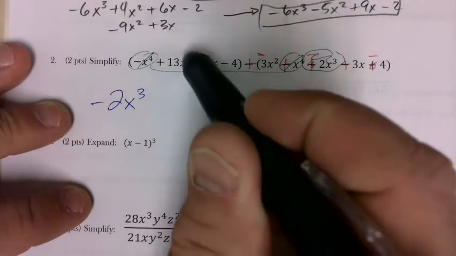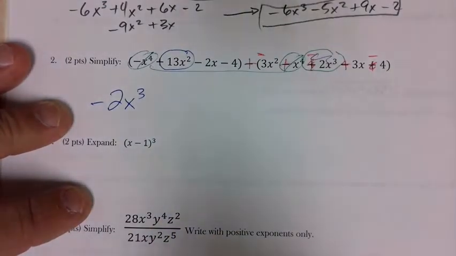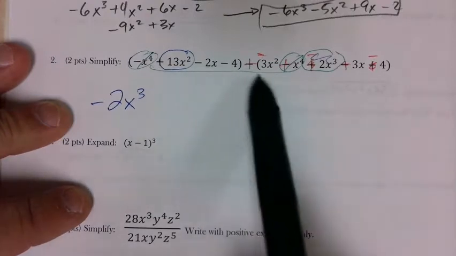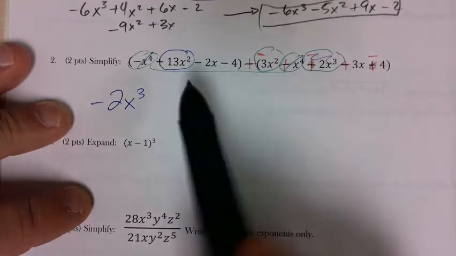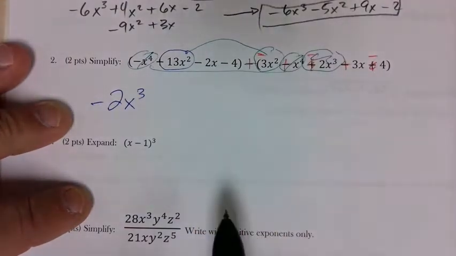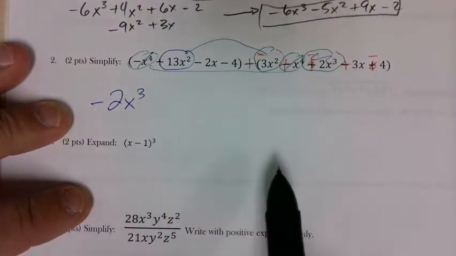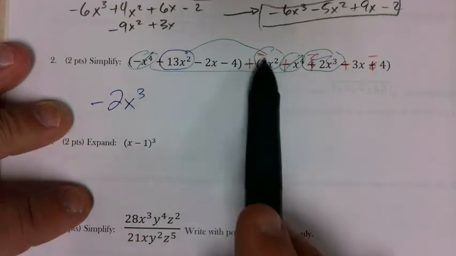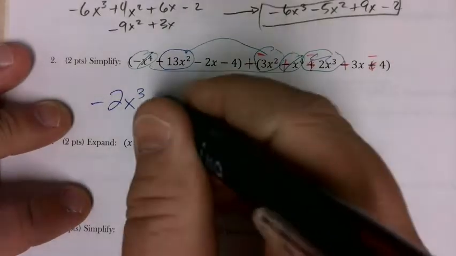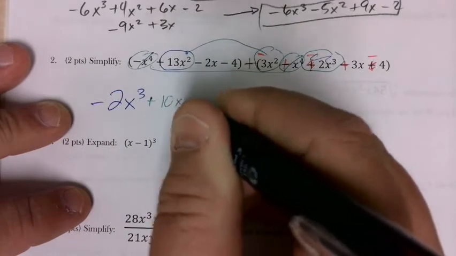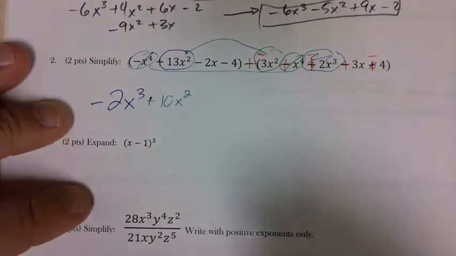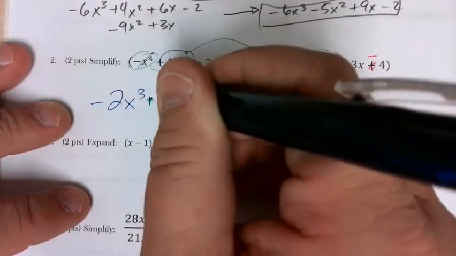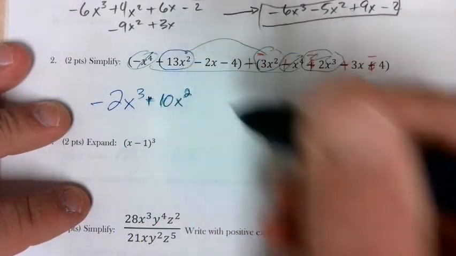X squareds. I see one immediately there. 13x squared. Another x squared. There's another one. And that's the only one. Don't assume that there's only the two. They could be repeated. 13 minus 3 is a positive 10x squared. Okay. I don't like that green mark there. There we go. That looks a little better.